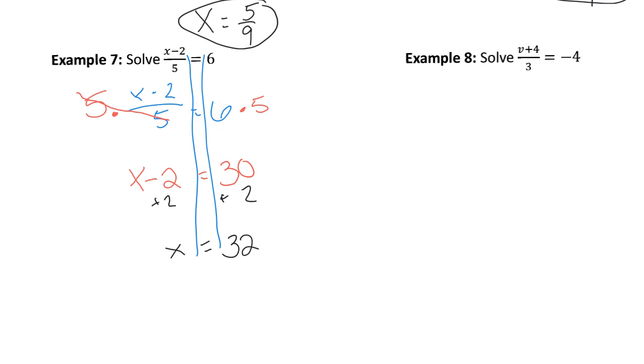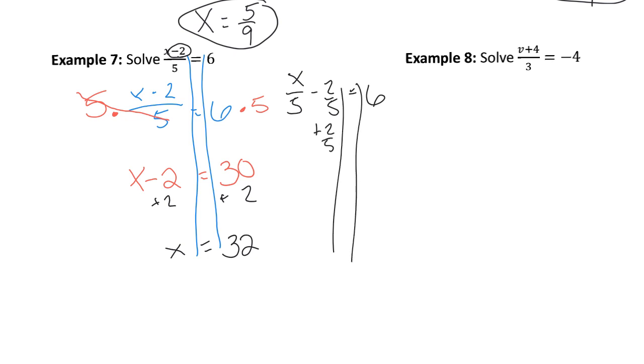Because I can't really just add 2 up here, because it's really 2 divided by 5. So I would either have to turn them both into fractions, which you could do, and that would look like x over 5 minus 2 over 5 equals 6. And you could solve from there by adding 2/5 to both sides and then multiplying both sides by 5. Okay, so that is doable, and you should still get 32.